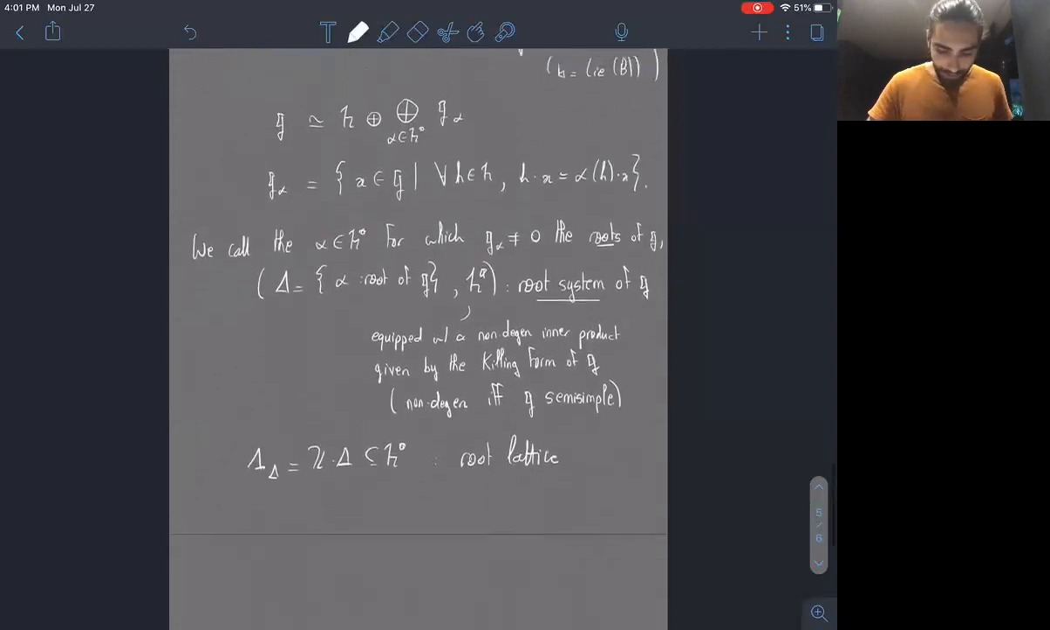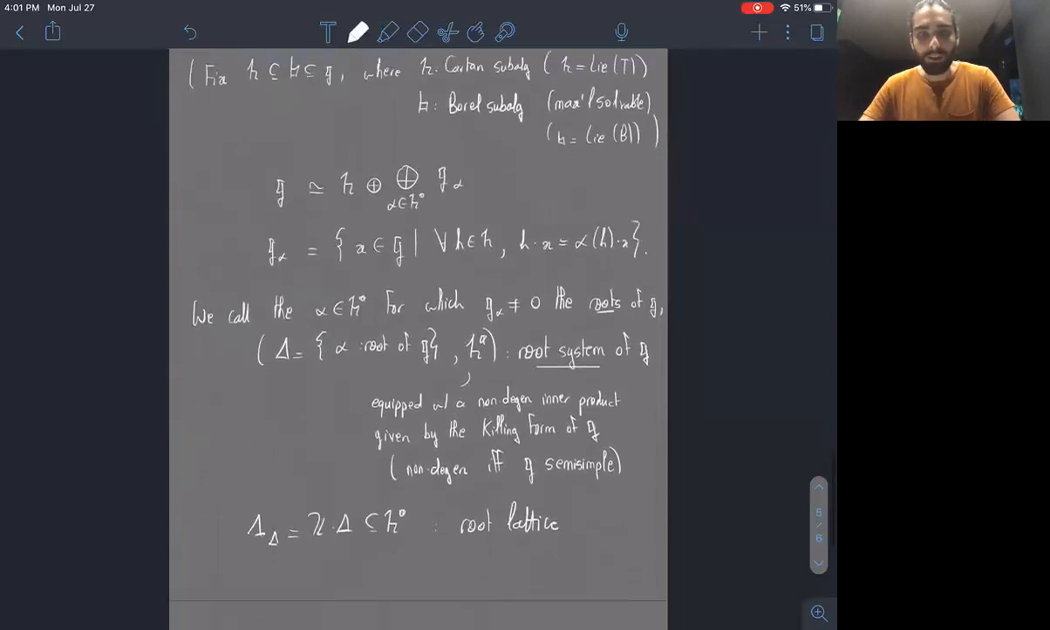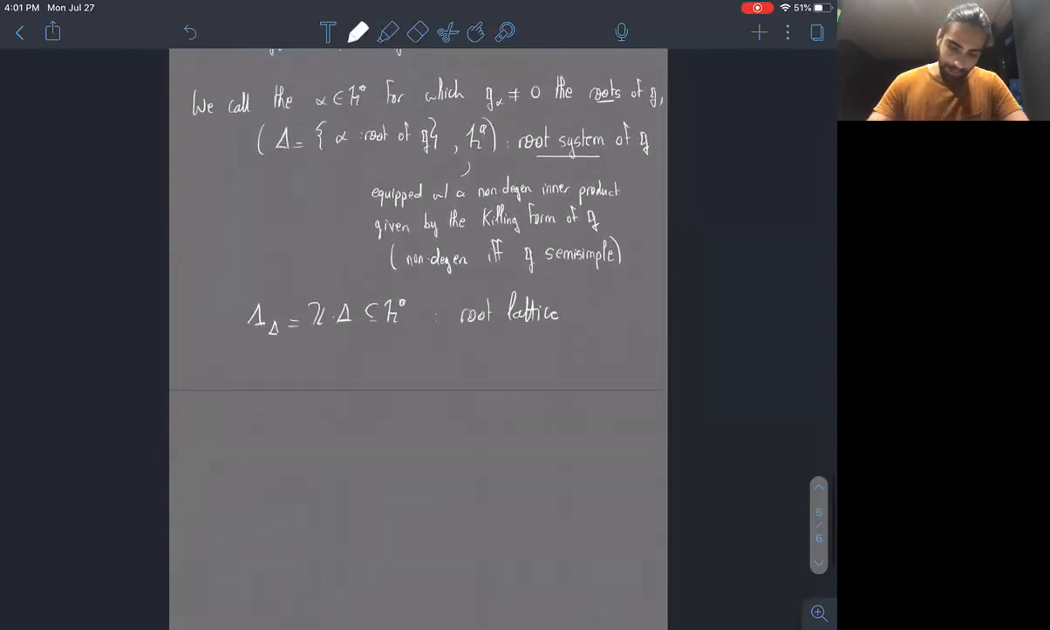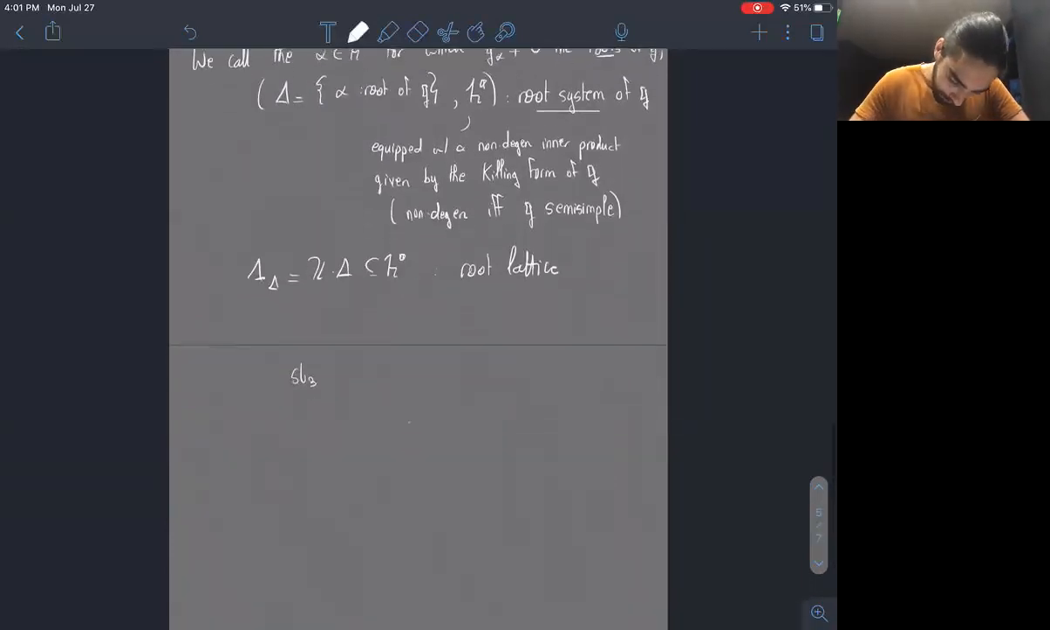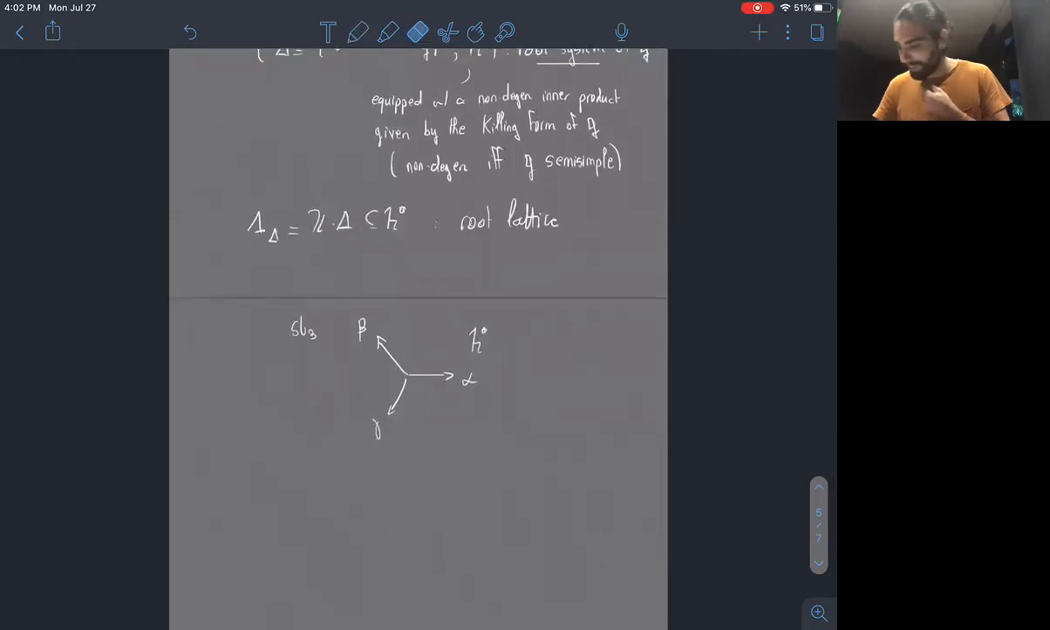So that's where we start. We have our Lie algebra G, we act by the Cartan, we get this decomposition. If you want to keep a picture in mind, in the case of SL3, we'll end up with 3 elements in H star, which we can call alpha, beta, and gamma. And those will be the roots. No, sorry, I'm getting confused here.